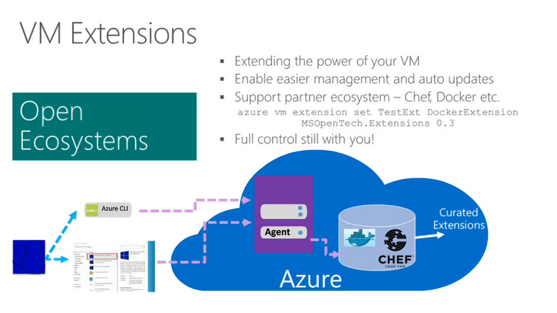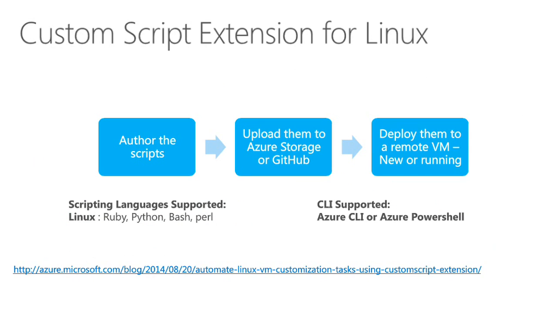As you can see, we already have a few very popular Linux extensions available. The custom script extension is one of those popular extensions, where you can author scripts in Ruby, Python, Bash, Perl, pick your choice. You upload them to an Azure storage account, or you can put them on a GitHub location, and then you just install this extension and say, here is where my script is. The VM that you install this extension on will download the script, bring it to the virtual machine, run it, and report back the status.